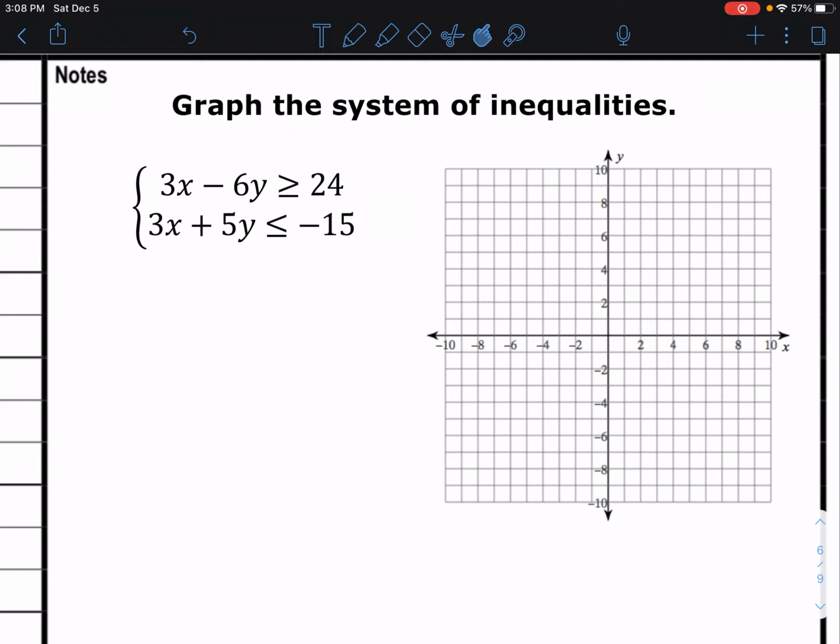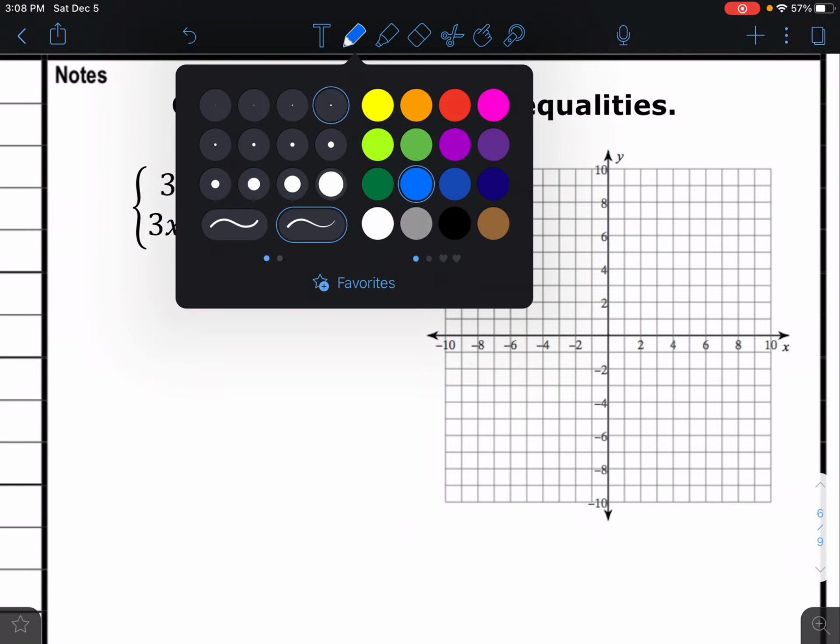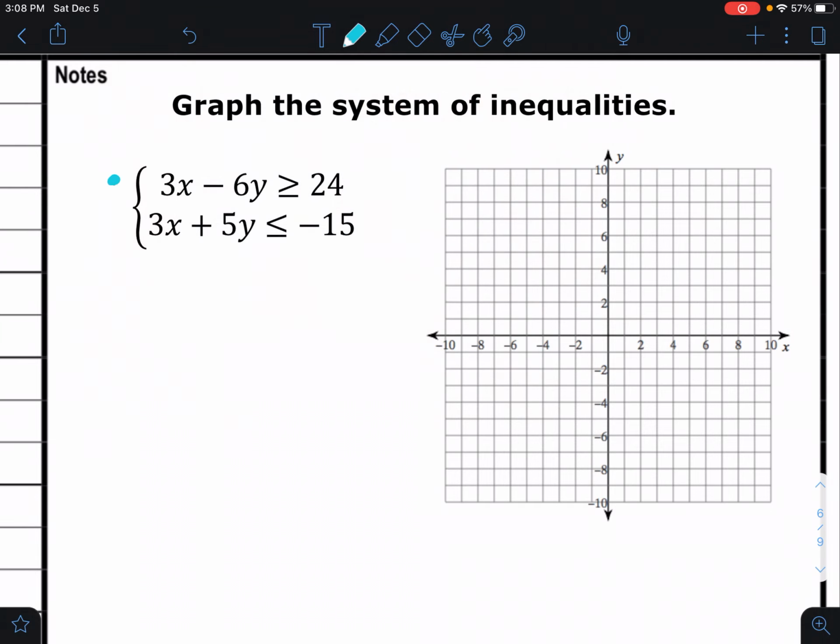Notice both of these are in standard form, so I want to use the cover-up method. I'm going to start with this first one, in this color. I'm going to start with my x-intercept. So I'm going to cover up the y. That means I'm covering up this. Pretend it's an equal sign for now, and you say 3x equals 24. Divide by 3. My x-intercept would be equal to 8, right? So on the x-axis, 8.